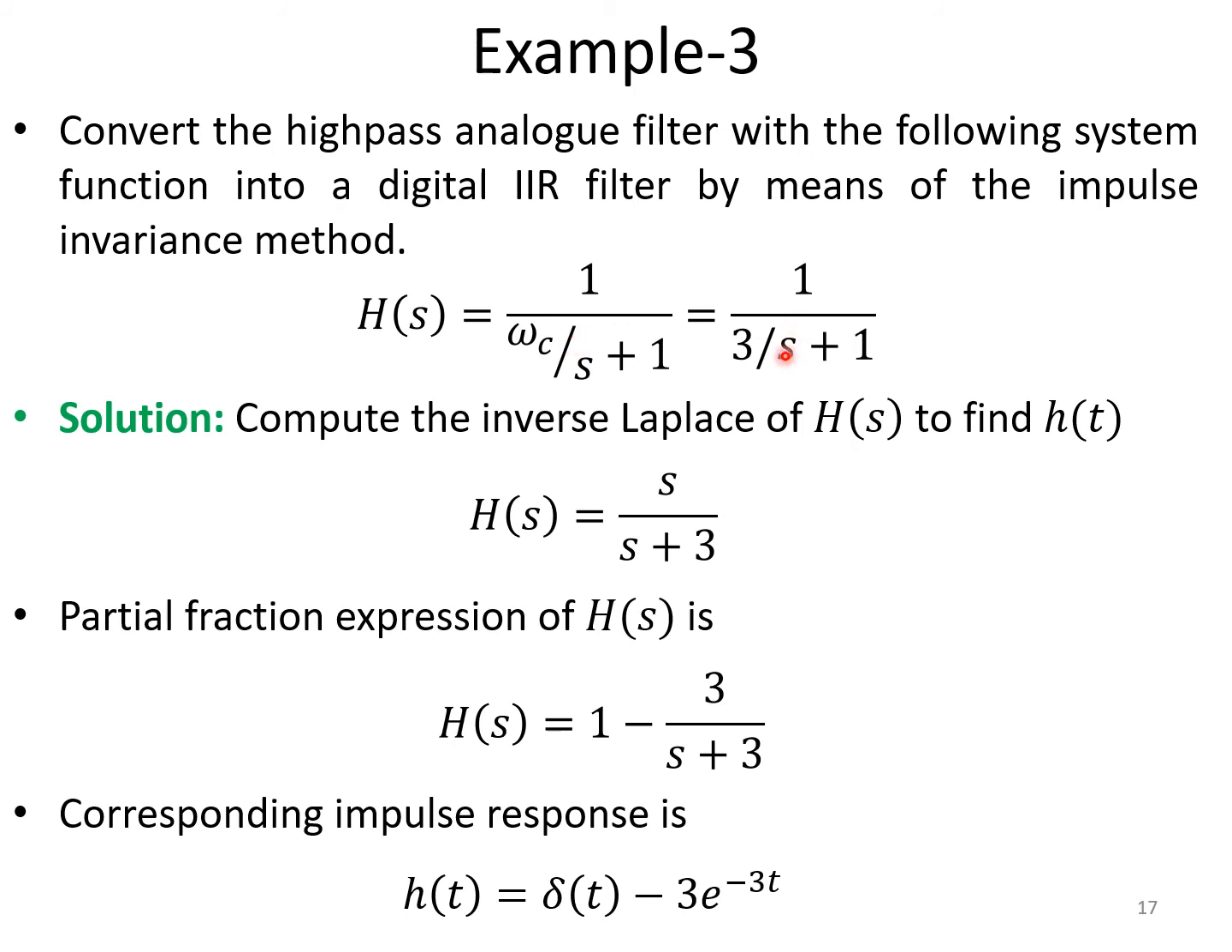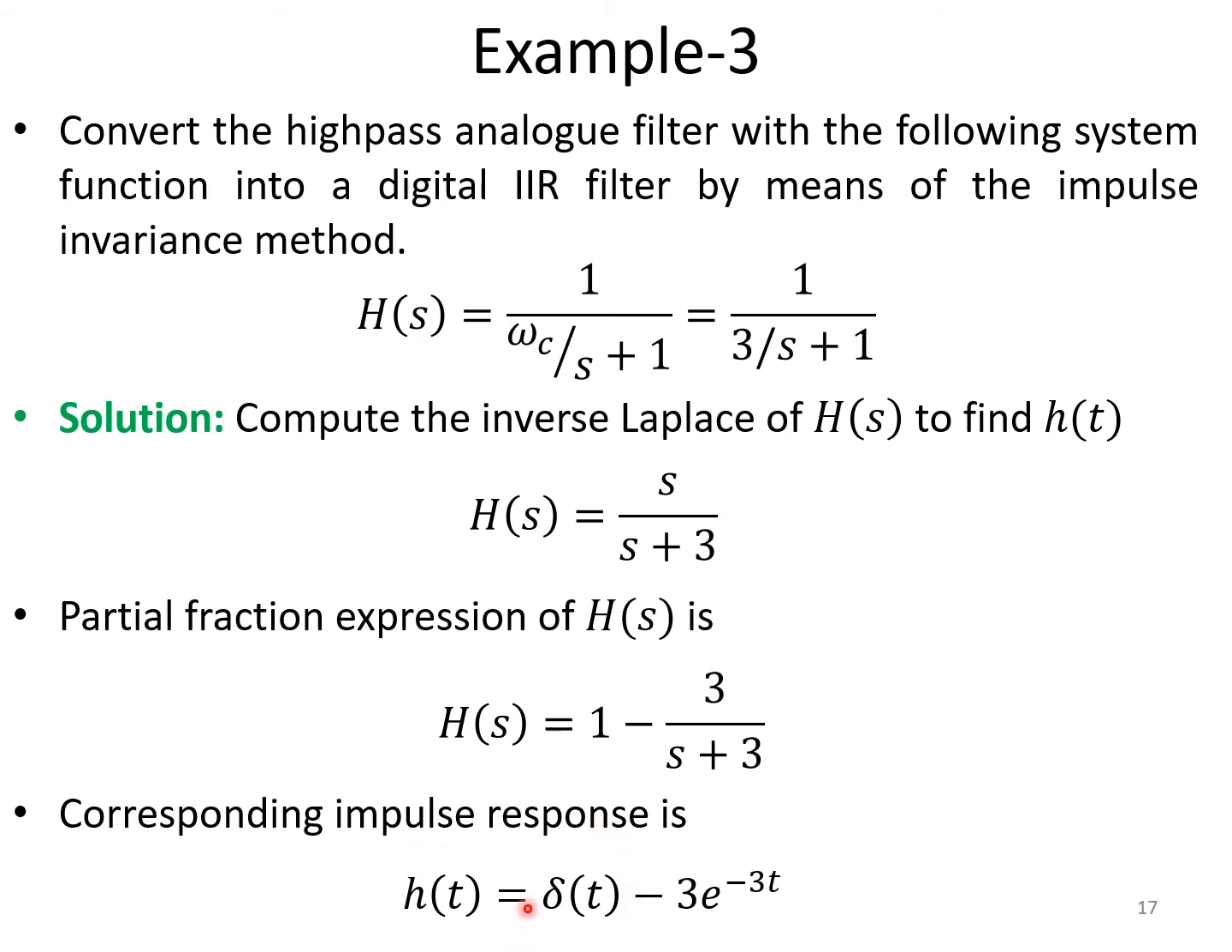Now in the same way, we have to break it into partial fractions, because direct determination of the Laplace transform is not possible. So the partial fraction expression of this function came out to be 1 minus 3 upon s plus 3. Now the problem is the inverse Laplace of 1 is the delta function, which is the impulse function, and the inverse Laplace of this is 3 e power minus 3t.